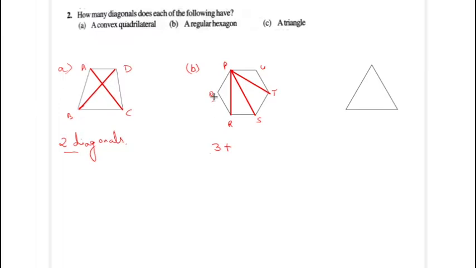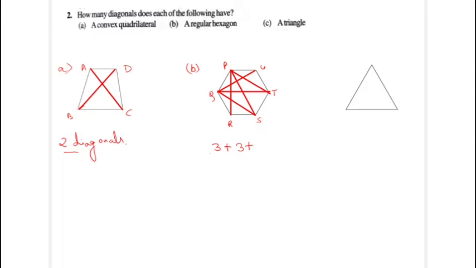Next come to the vertex Q. With Q, R is already joined, and Q and S we will join. Q and S 1, Q and T 2, Q and U 3. So here also we have got 3 diagonals plus.